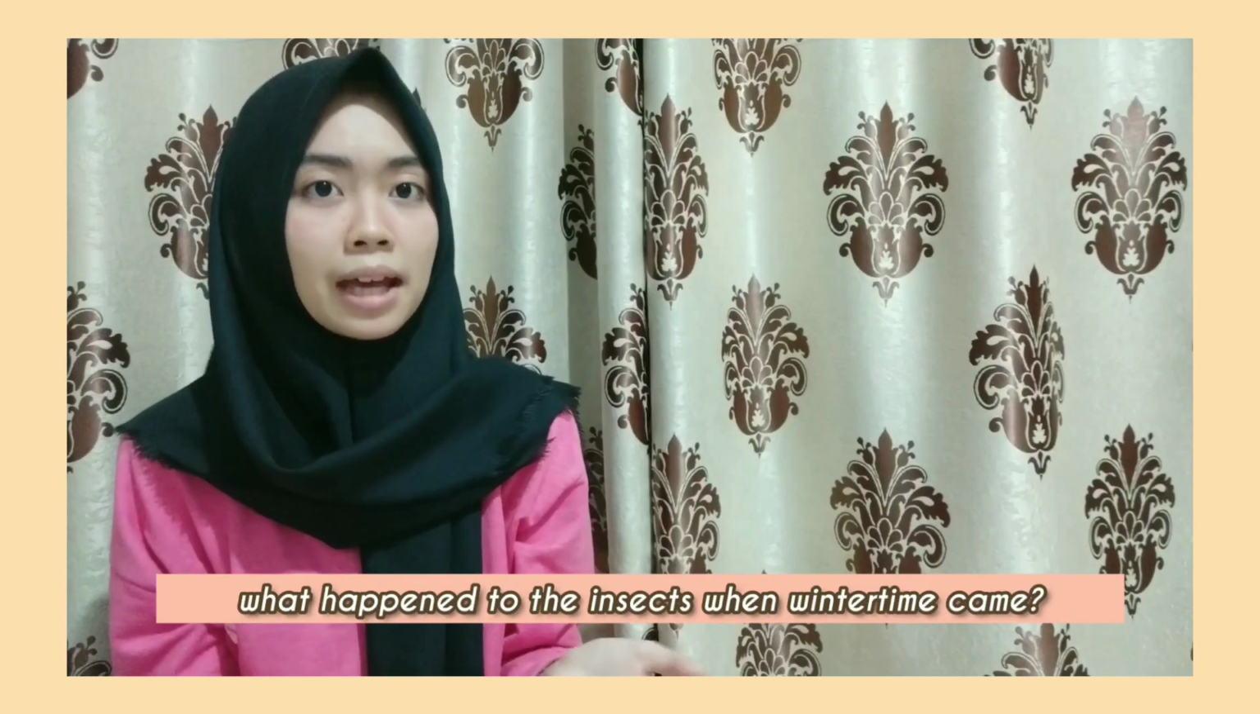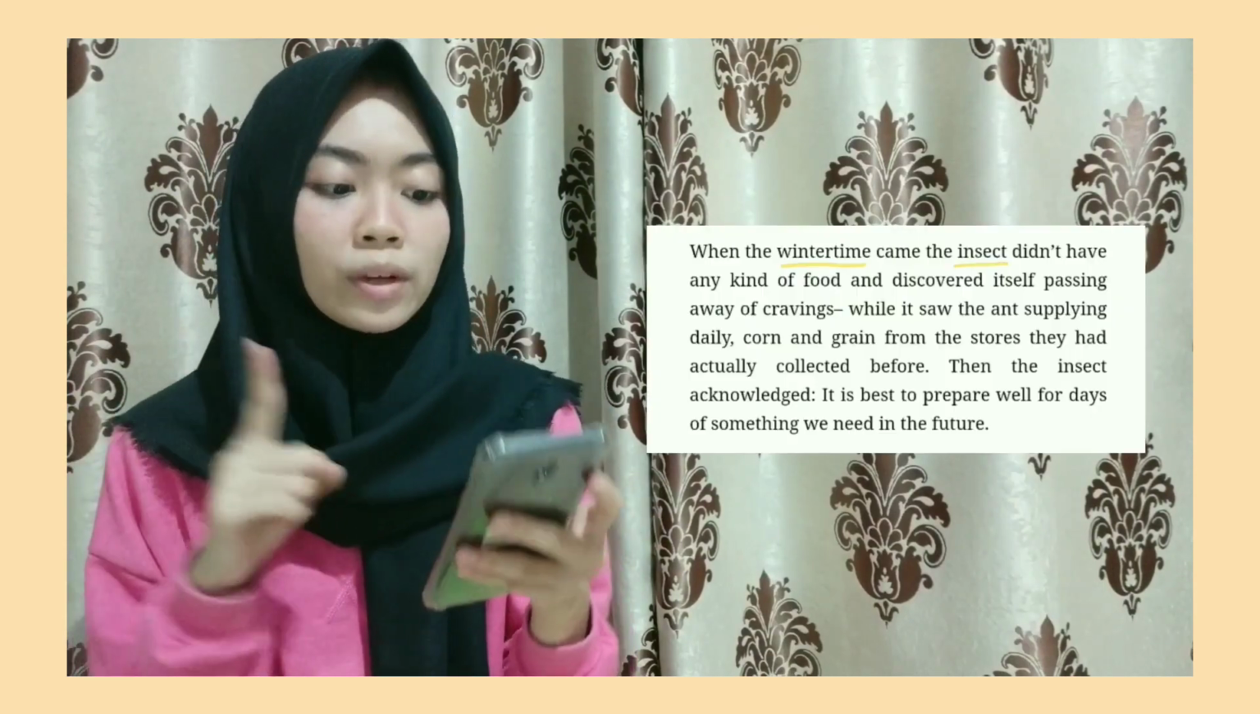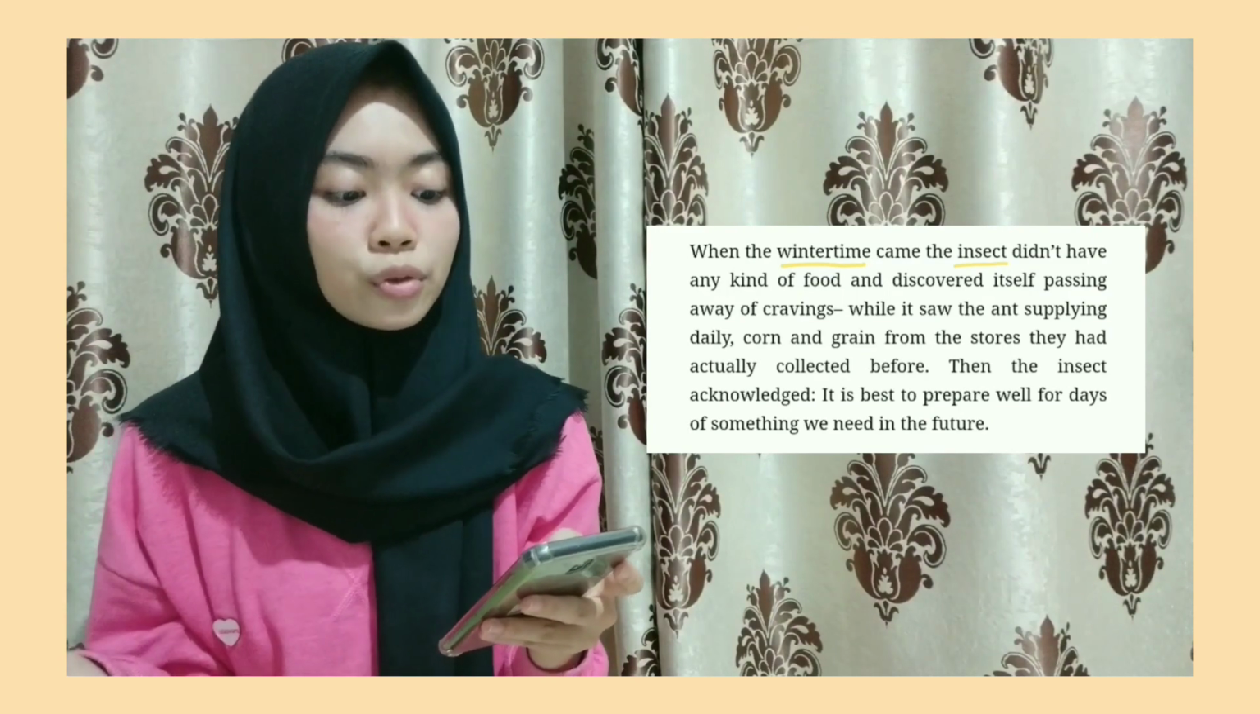The next question is, what season was it when the grasshopper talked with the ants? The keyword is season. After that, we search for this keyword in the text, and we know that the answer is in the first paragraph, which is the summer season. The last question is, what happened to the insects when winter time came? The keywords are the insects and the winter time. When we scan the text, we find the answer in the last paragraph. The answer is, when the winter time came, the insects didn't have any kind of food and it found itself passing away from cravings.